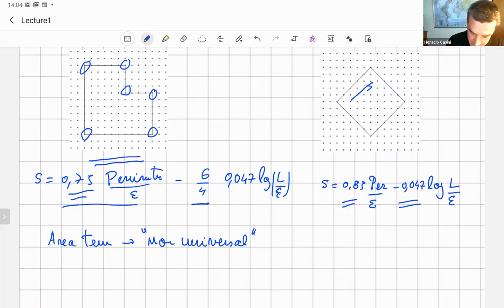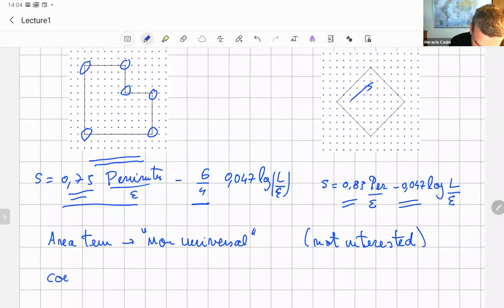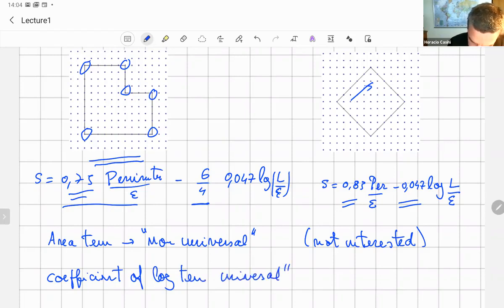So we are not interested in this. We want to compute things that belong to the quantum field theory independently of the way you arrive to it. So the coefficient of the logarithmic term is universal. It doesn't matter how you put your square, you get the same number. And also it is proportional to the number of vertices.